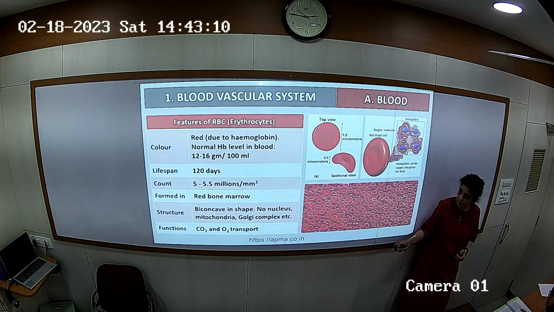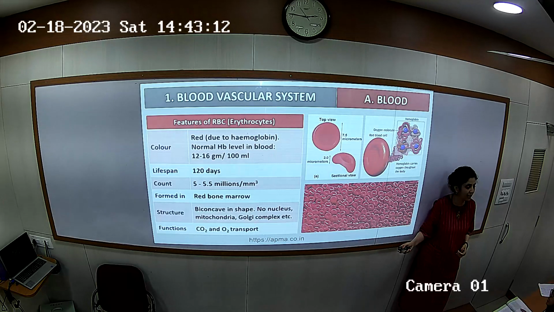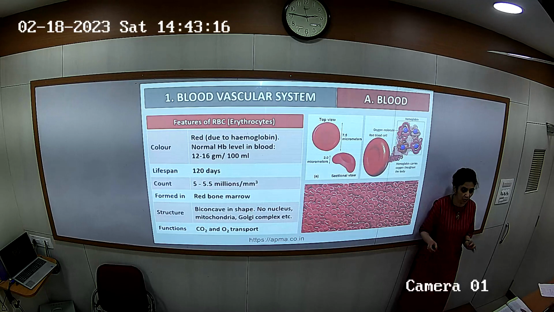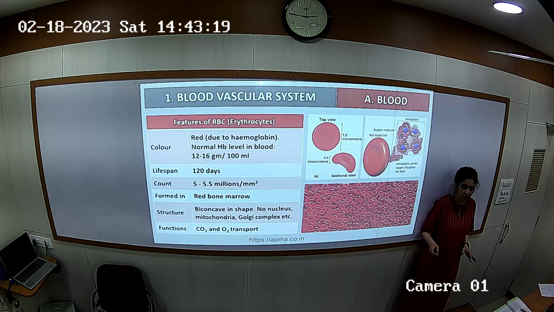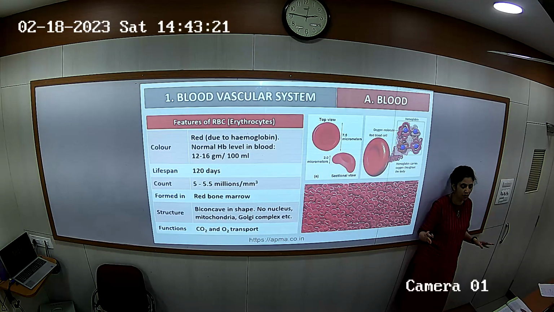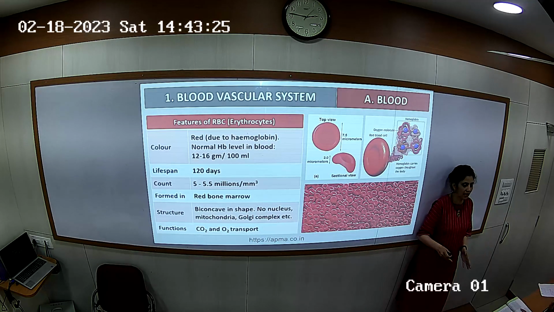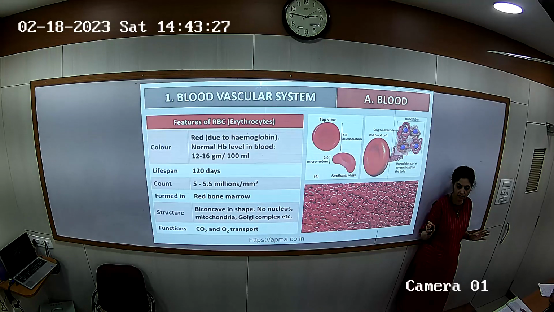CO2 and O2 transport. So these are the facts all given in the textbook. When you go home and read today, I will want you all to read whatever we have been taught in the class. Right now you all don't have too much time to do any self-study. Only whatever is taught in the class, try to go home and read.